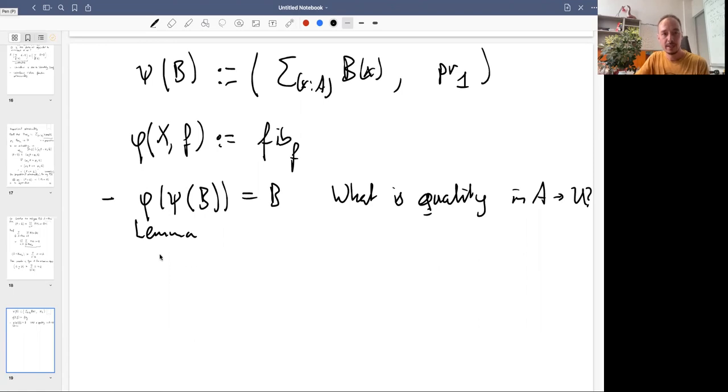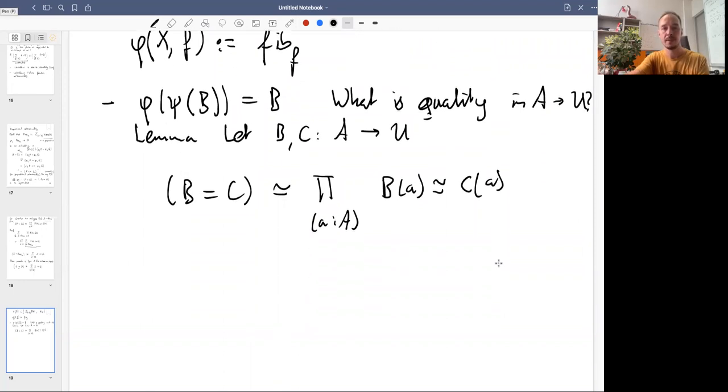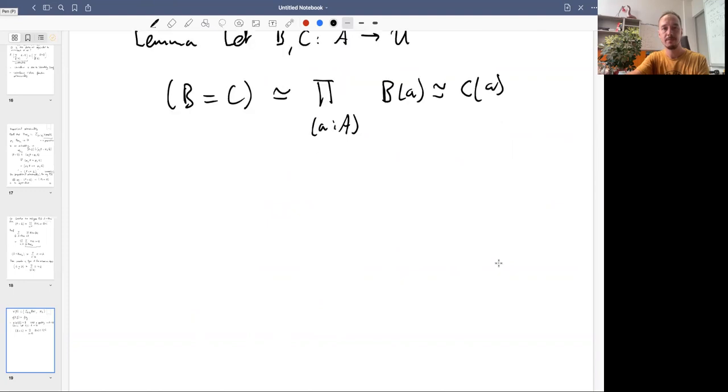And the lemma says that if I have, let B and C be two type families over A, then B equals C is equivalent to, for every a in A, B a is equivalent to C a. It's the same reasoning that we just saw for propositions, but more generally.